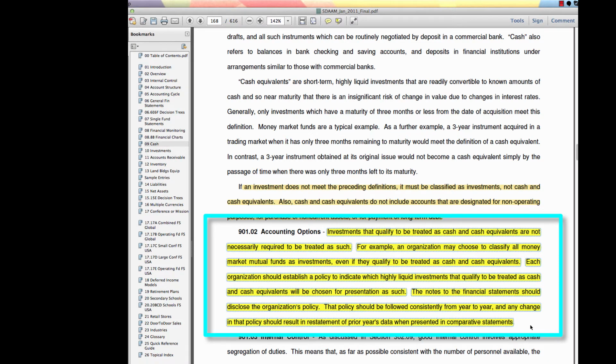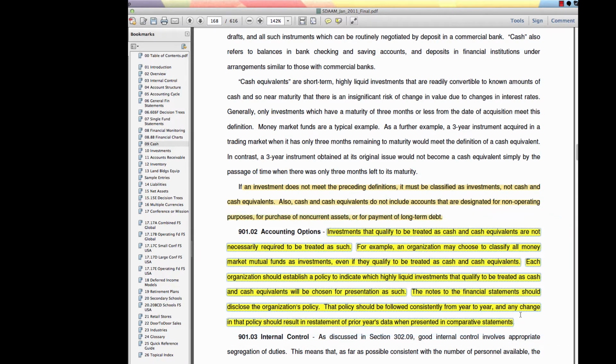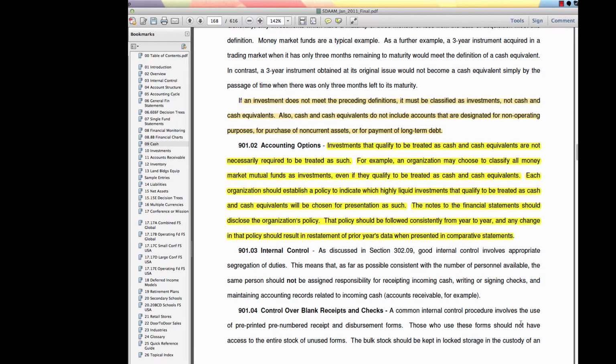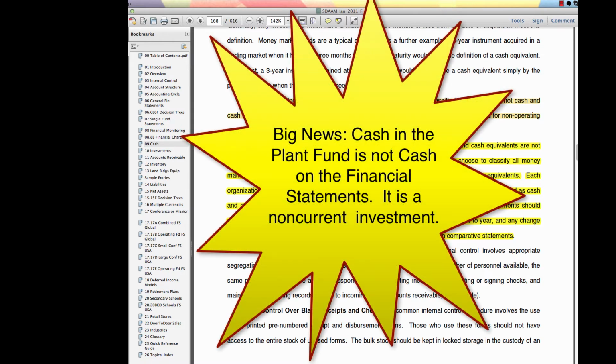So if the board may be saving it up for another purpose and paying its bills with other money, it can reclassify it out of cash. Okay, so hope that's clear. The main big news here is that cash in the plant fund is not cash. It is a long-term investment.